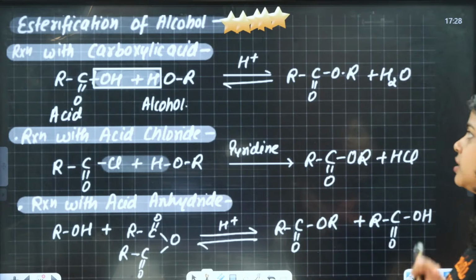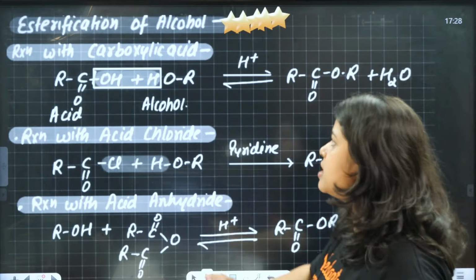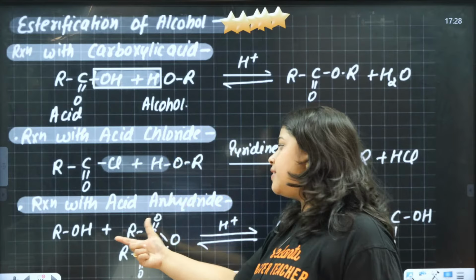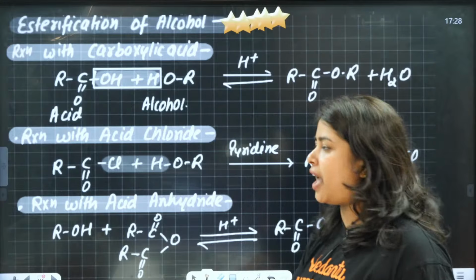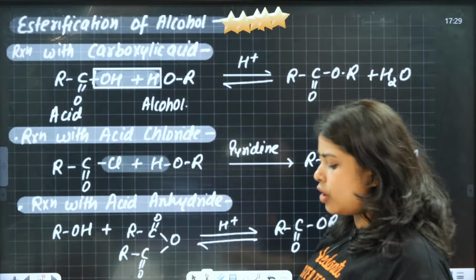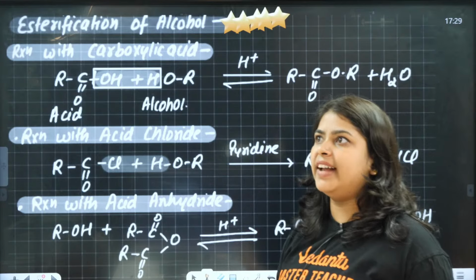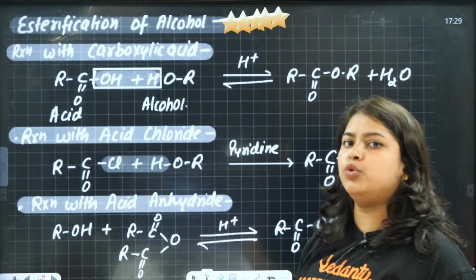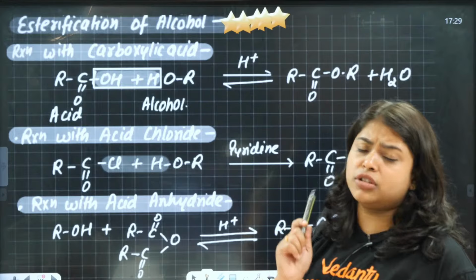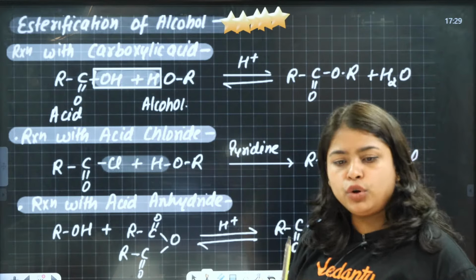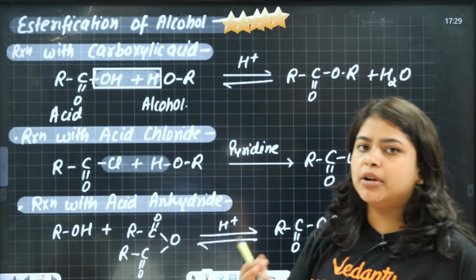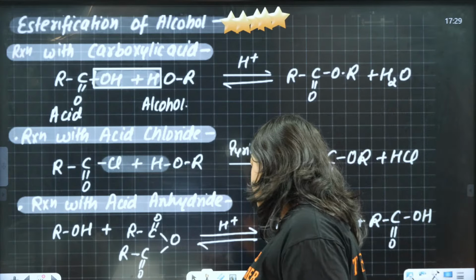But how is the esterification of alcohol done? First is reaction with the carboxylic acid, then reaction with the acid chloride, then reaction with the acid anhydride. Now, what does carboxylic acid give? You already know. If you are perfect with aldehydes, ketones and carboxylic acid, you already know the structures; you need to know the structure of aldehyde, ketone, and carboxylic acid. If you don't know, no problem. After this chapter I'm teaching aldehydes, ketones and ethers itself, so in that I will explain the structures in general.